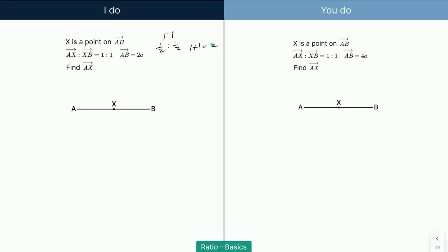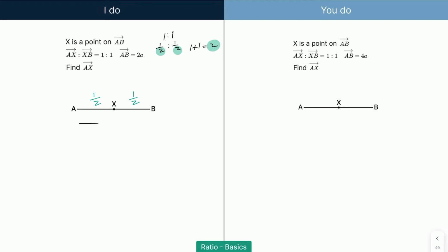I added them both together. That's where the 2 came from. And the 1 is what was already in the question. Okay, so that's basically saying, well, A to X is a half. And X to B represents a half. That's what the question is essentially saying. So then it's saying, well, find A to X.